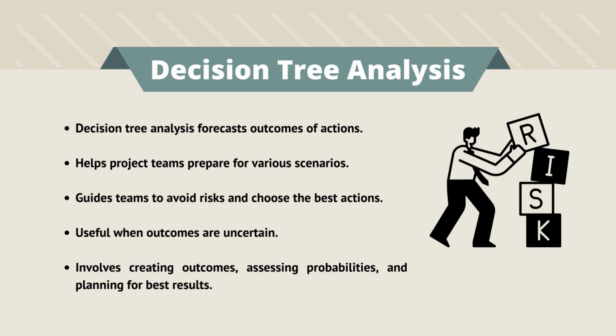A decision tree analysis is mainly used when project teams do not know or are uncertain of the final outcome. This way, they can gauge the different possibilities, prepare for the worst of them, and expect the best. The process involves creating different outcomes and analyzing the probabilities of them occurring, and then creating a pathway or a course of action to achieve the best result.